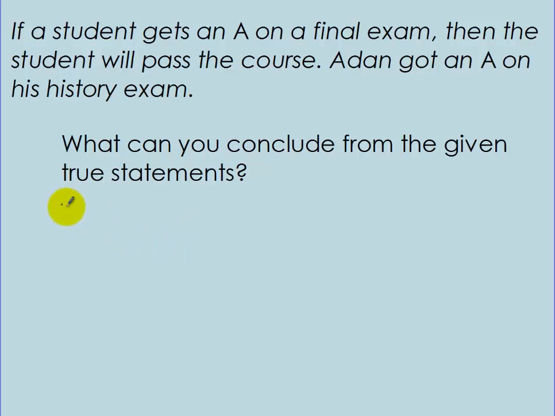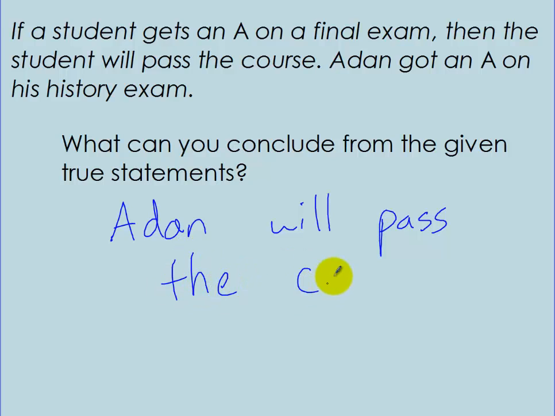So you can conclude from detachment, well, this is the first part of the hypothesis. Don got an A, so the conclusion is Don will pass the course. Because if the hypothesis is true, the conclusion has to be true. So Don will pass the course is the conclusion.